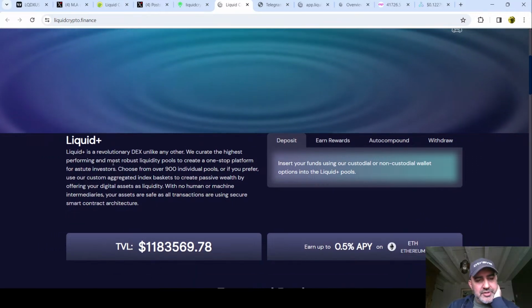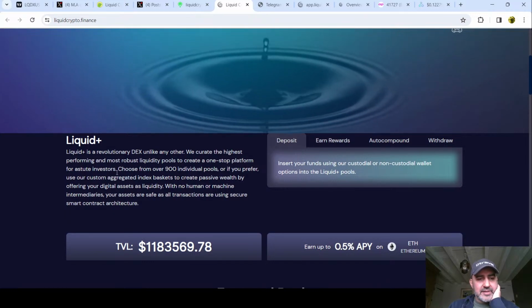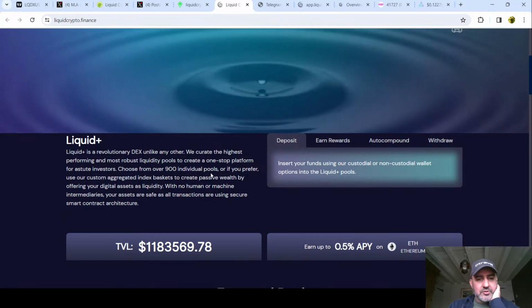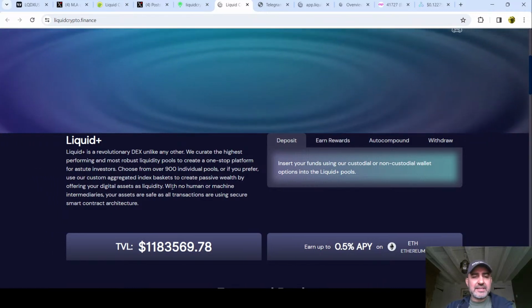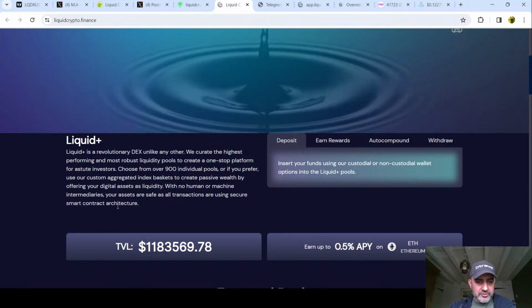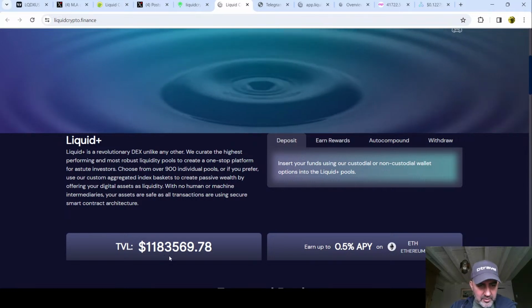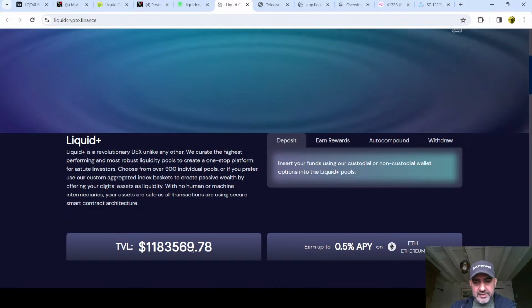Liquid Plus is a revolutionary DEX. So it's a DEX, all right? Unlike any other, we curate the highest performing and most robust liquidity pools to create a one-stop platform for astute investors. Choose from over 900 individual pools, or if you prefer, use our custom aggregated index baskets to create passive wealth by offering your digital assets as liquidity. With no human or machine intermediaries, your assets are safe as all the transactions are using secure smart contract architecture. Total value locked, $1.183569 million.